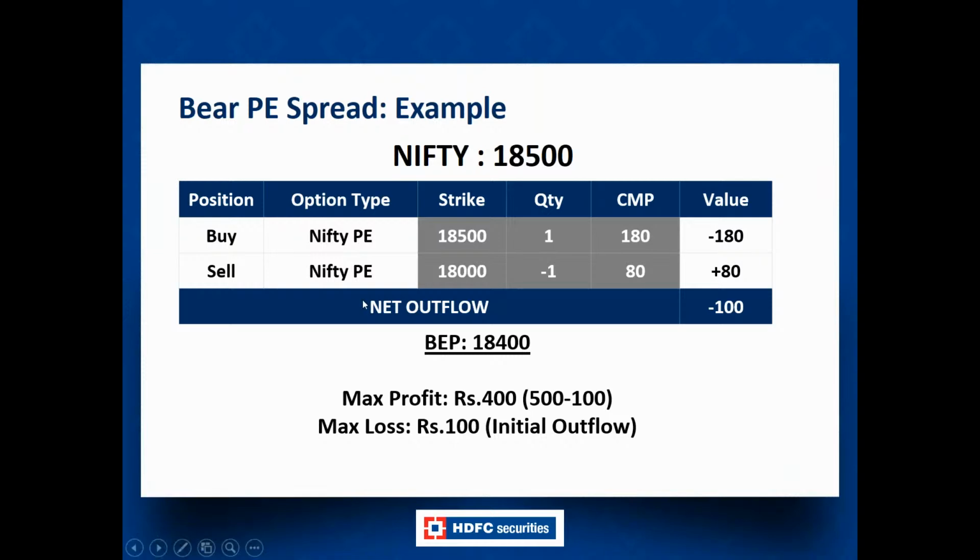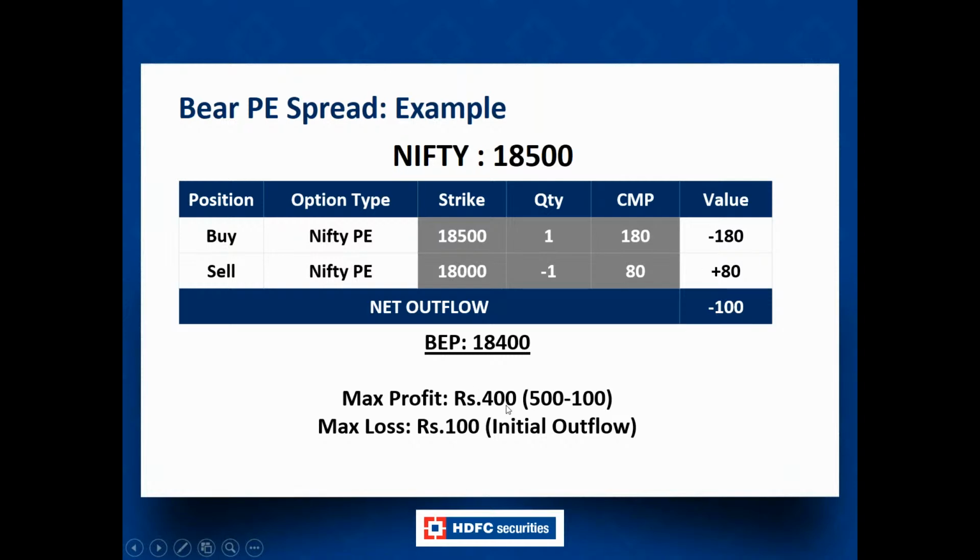Now your break-even point would be 18,500 minus 100, that is 18,400. Below this, your profit will start. And since you have sold the 18,000 put option, as I mentioned, your profit will also be capped. Below 18,000, there won't be any incremental profit. So here your maximum profit for this strategy is 400 rupees. That is, 500 is the difference, minus 100 is the cost. The difference between 18,500 and 18,000 is 500 points, and 100 is the cost involved.